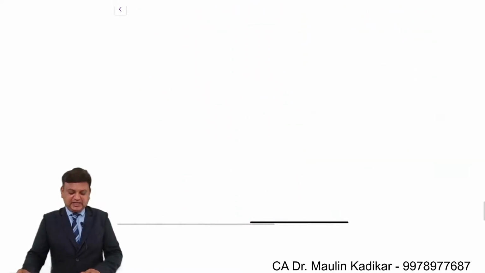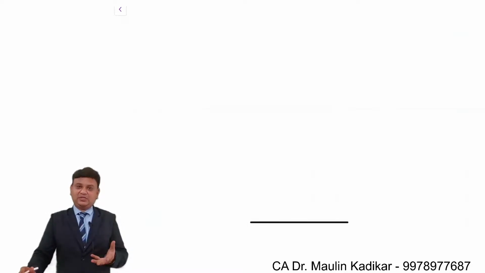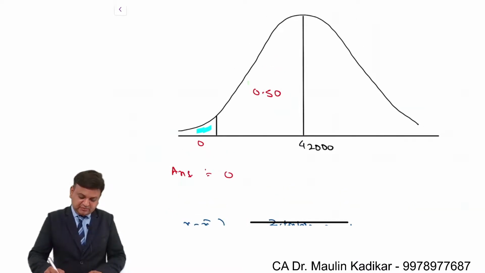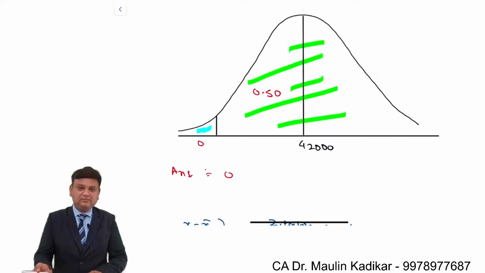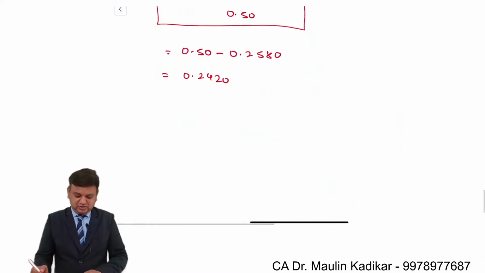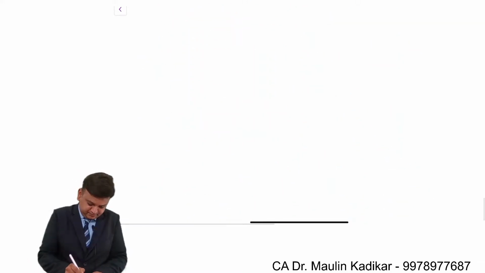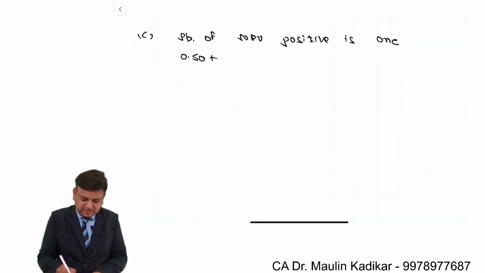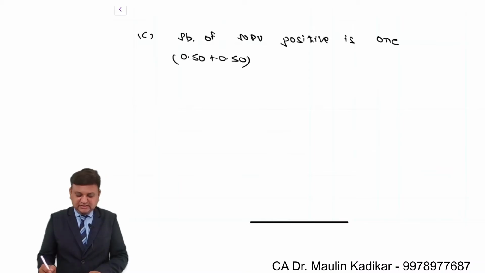Now the question speaks that what is the probability of NPV positive, then the answer would be 1. Because in that case we are interested to know this area, and this area would be 0.5 plus 0.5. Okay. So answer of the C question: probability of NPV positive is 1. So it is 0.50 plus 0.50. This is the way the answer is 1.